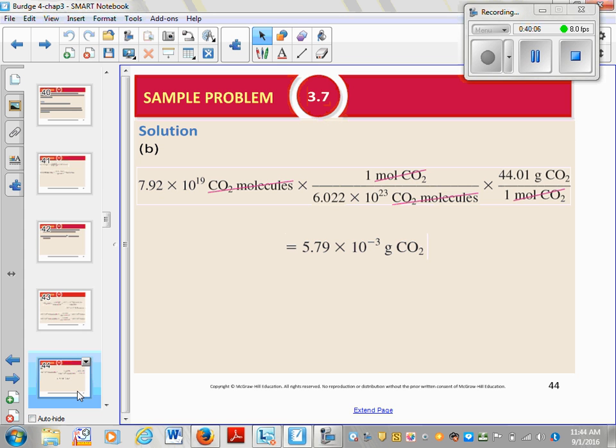So now we're at moles of A. To go from moles of A to grams of A, we're going down. What are we doing? Multiplying by the molar mass, which is 44.01 over 1. You do all the plug and chug on your calculator, and you get 5.79 times 10 to the minus third grams of CO2. So that's a small number. It's a small weight, but we have less than a mole, because a mole is 6.02 times 10 to the 23rd, and we only have times 10 to the 19th.